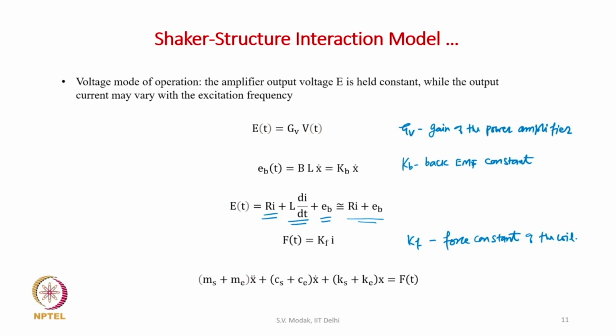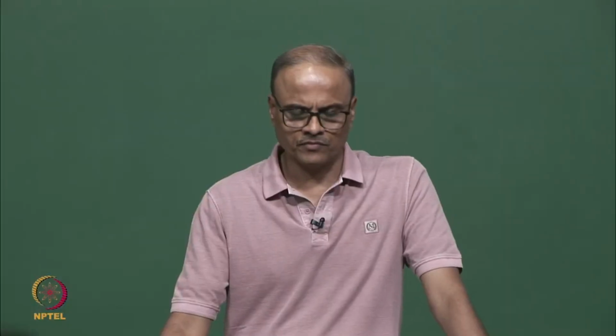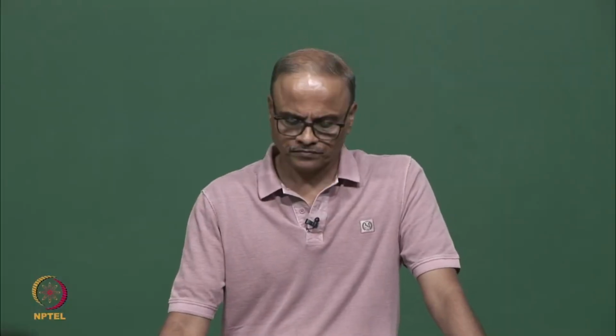And what are the forces which resist this motion? They are the damping force Cs plus Ce into x dot and the stiffness force Ks plus Ke into x. So basically the damping and the stiffness characteristics of the shaker and the structure system act in parallel in this model. This is the result of the application of Newton's law. So these are the governing equations for the electromechanical system.